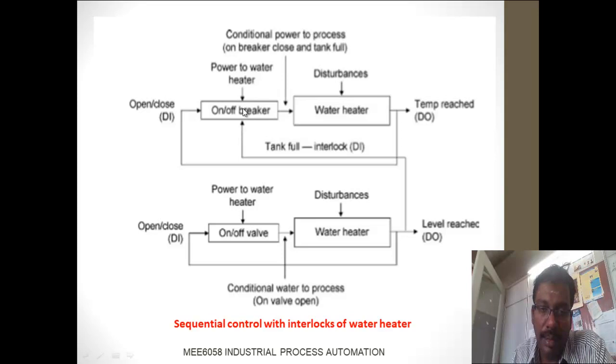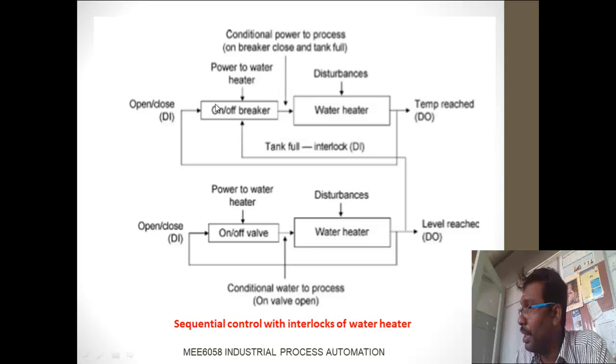Once the breaker is on, it gives a signal to the heating coil in the water heater, and the water heater starts to heat. Once the temperature is reached, what happens? It gives a signal to the controller. The controller finds out whether the temperature has reached properly or not. Once the temperature is reached properly, the power to the water heater is cut off, and in parallel the heating coil in the water heater is cut off. So this is the entire process of the sequential control.